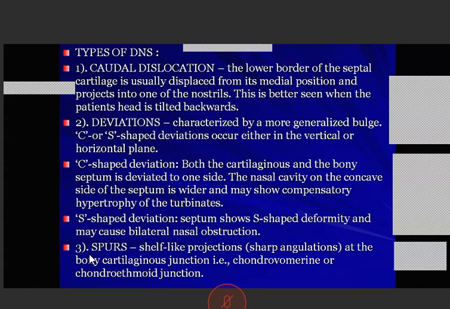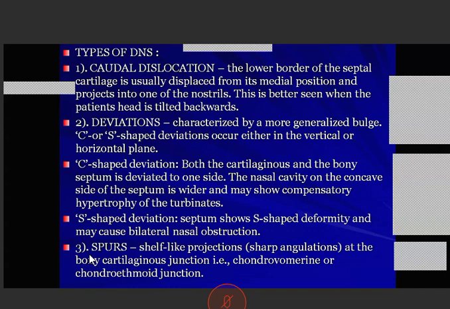And spur, what is a spur? It is a sharp angulation at the bony cartilaginous junction. So it's a shelf-like projection or sharp angulation at the bony cartilaginous junctions. That is either the chondrovomerine junction, which is posterior, or the chondroethmoid junction. So posteriorly, between the cartilage and the bone, you may have either a chondroethmoid junction or a chondrovomerine junction. And inferiorly, at the maxillary crest, you may also have an angulation.